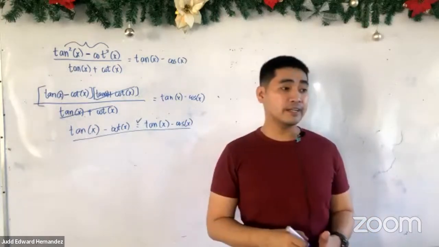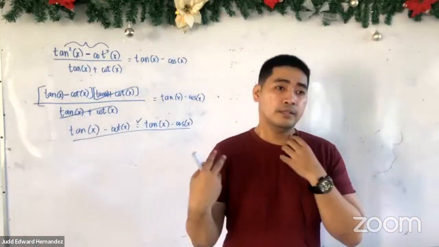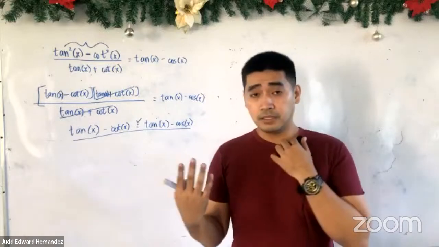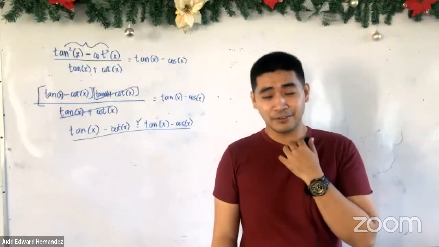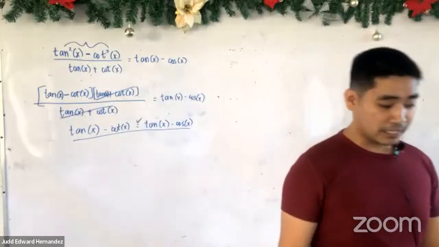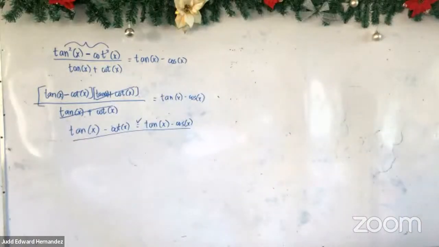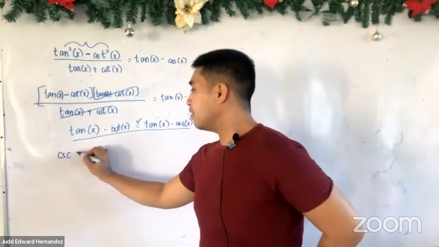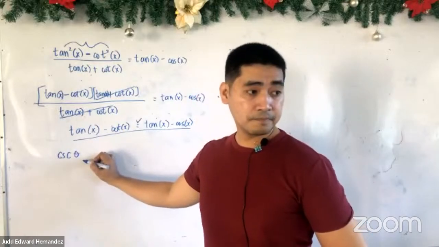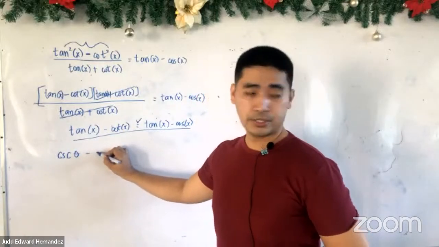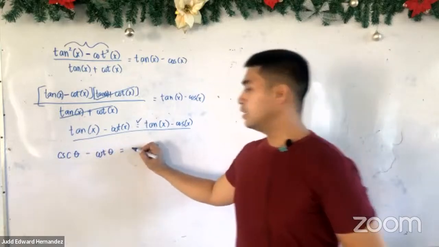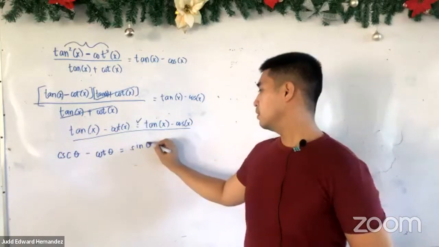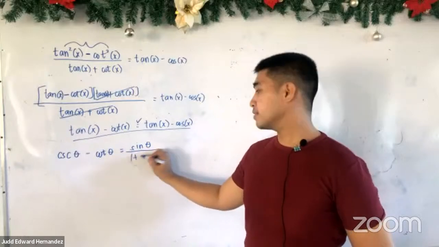Are we clear? Okay, wag mong kakalimutan na pwede kang mag square of binomial or difference of squares. Pwede nating gawin yun. Pwede ding mag-conjugate multiplication ka, which we will later discuss. Okay? So, pakitry nga ito, guys. We have cosecant theta minus cotangent theta is equal to sine theta over 1 plus cosine theta.